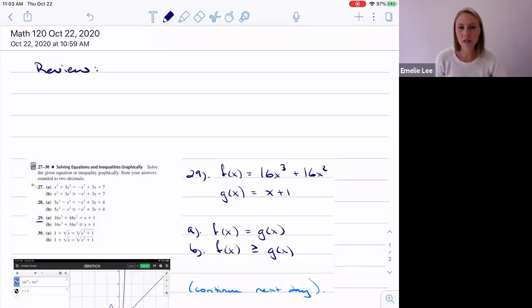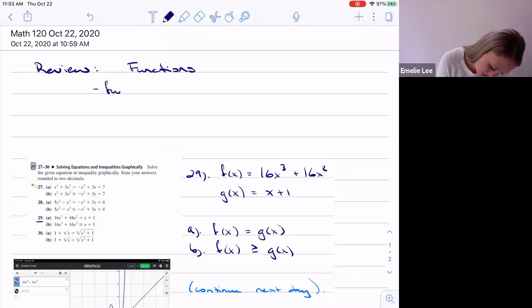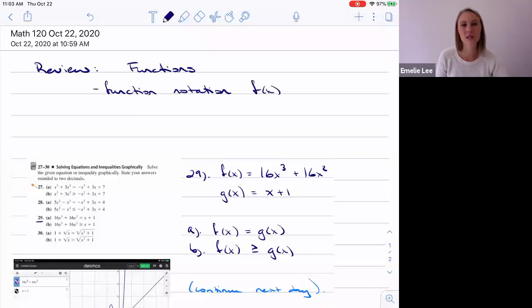Quick review. Last day we started talking about functions. Functions are what we use in math. We've talked about expressions and equations, and now we're just introducing that function notation. And so we used function notation f of x, right? And as long as we remember that f of x is essentially equal to y, right?